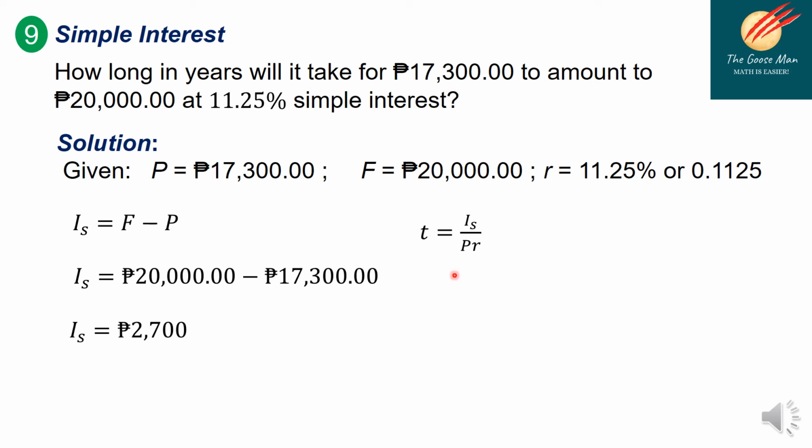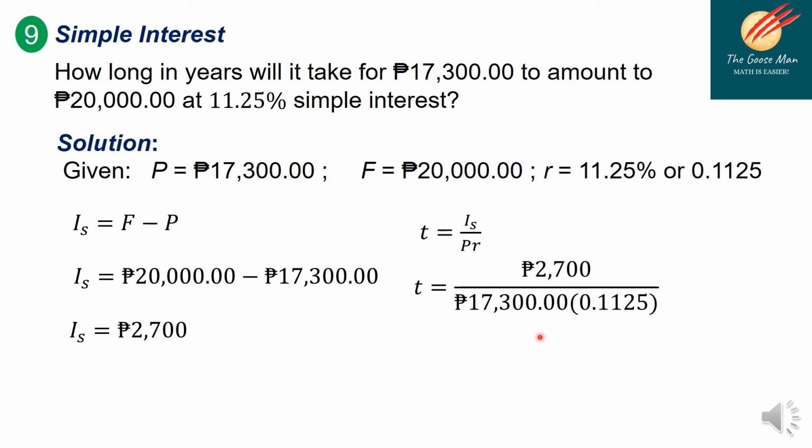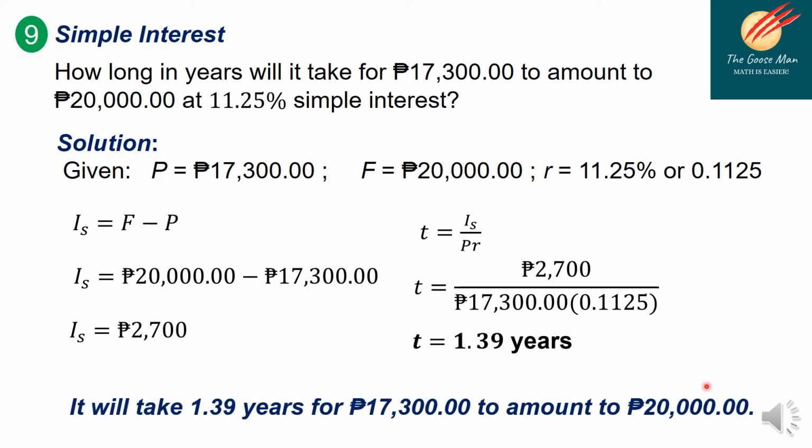So the time is interest divided by the principal times rate. So we have 2,700 divided by 17,300 times 11.25%. So the time is equal to 1.39 years. So therefore, it will take 1.39 years for 17,300 to amount to 20,000 pesos.